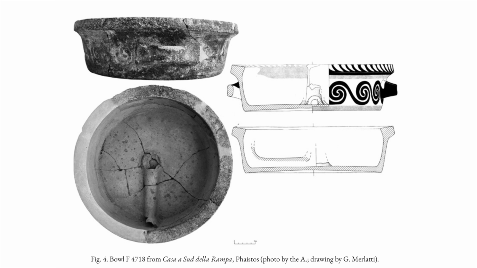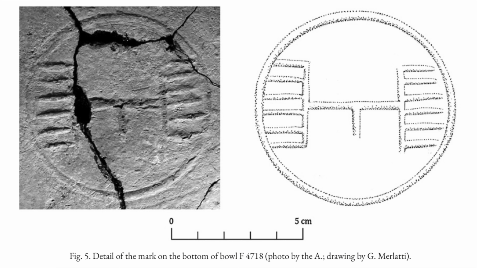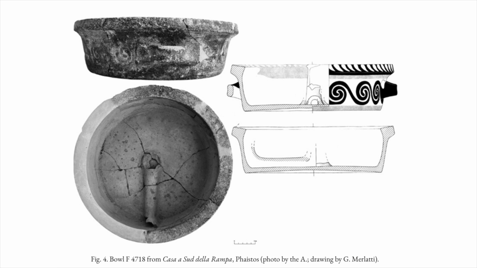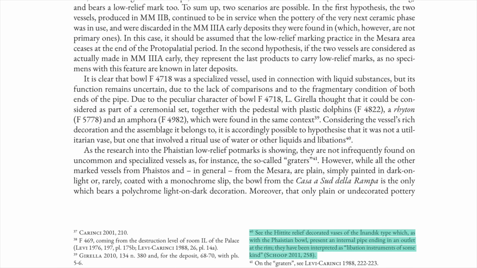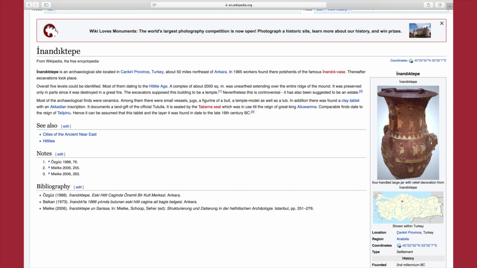Among other things, the paper is about bowl F4718, which has this mark on the bottom, the exact one we see on the Phaistos disc, and aside from a couple of other seal impressions from the same era, nowhere else. So they both point to each other, and what do you know? This is a very special bowl with some kind of strange internal piping, the likes of which you see nowhere else, except among the Hittites, specifically here. Which means, of course, these two items not only point to each other, they both point to the Hittites. And the Hittites point right back.